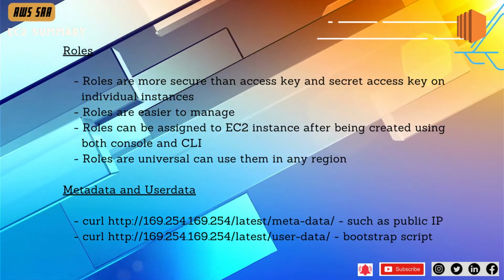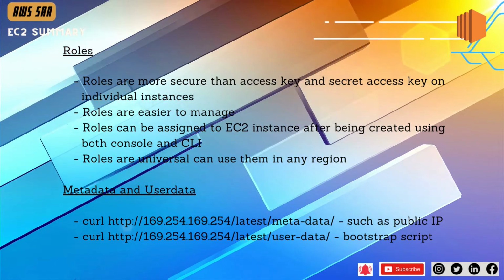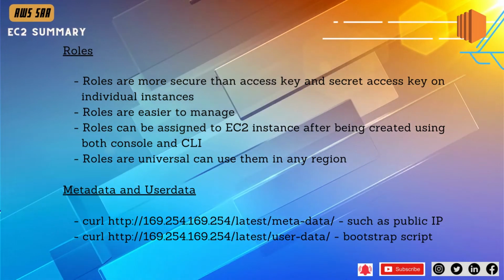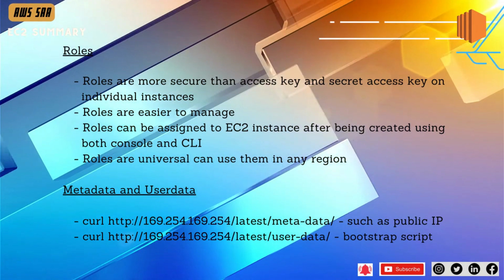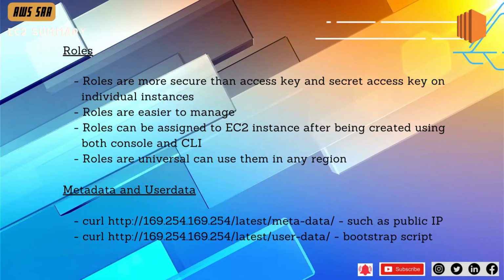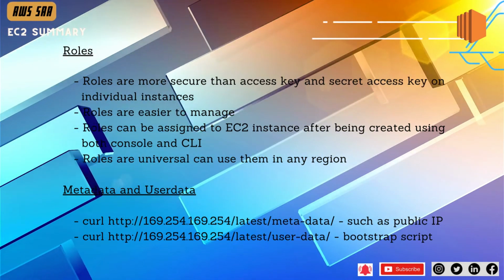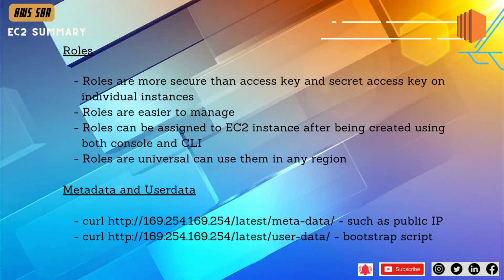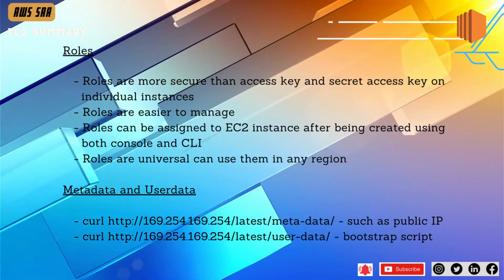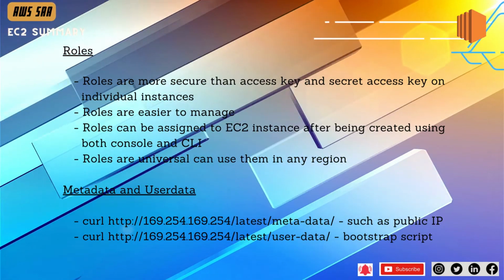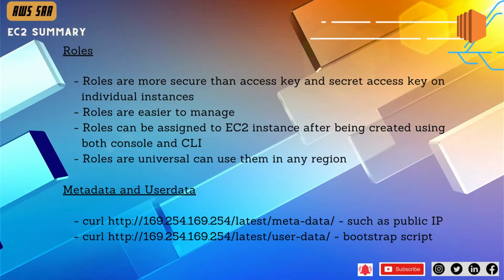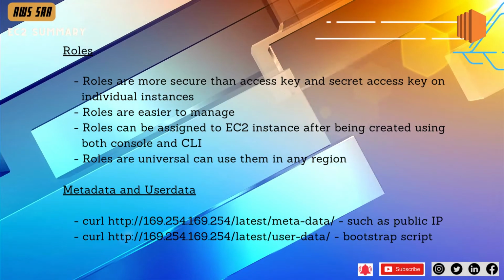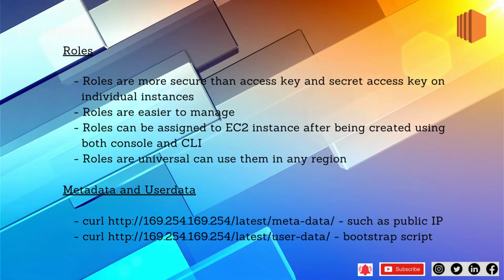If you want to get metadata and user data, you can use a curl command, and as mentioned in this slide, you can type http://, the IP address ending in 254, and then go /latest/meta-data if you want to get information such as the public IP. But if you want to get the bootstrap script, you can go to /latest/user-data.